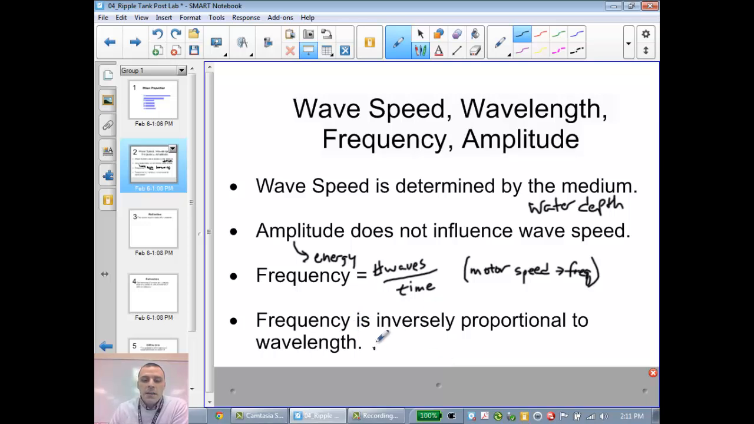So if we made a wave that is very frequent, as I'm drawing right here, you can see that the distance from crest to crest is not very large. However, if we made a wave that is not very frequent, the distance from crest to crest is much larger. So as frequency increases, wavelength decreases, or the other way around.